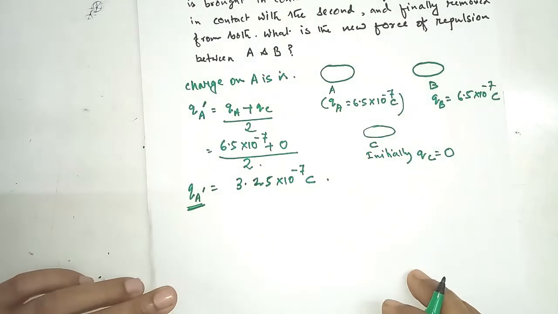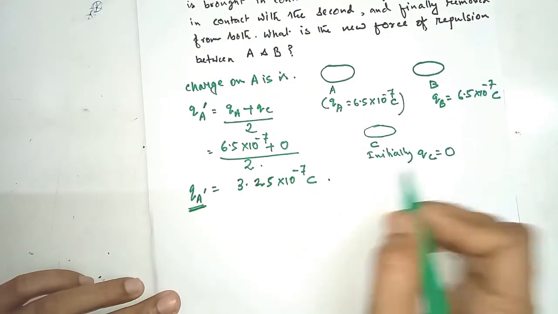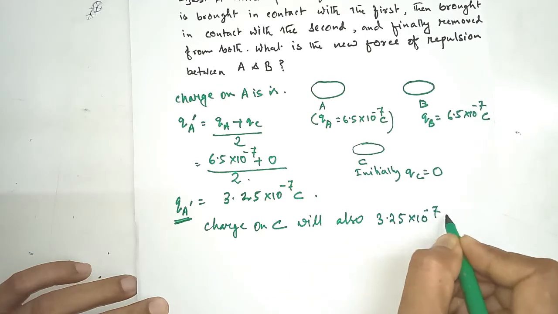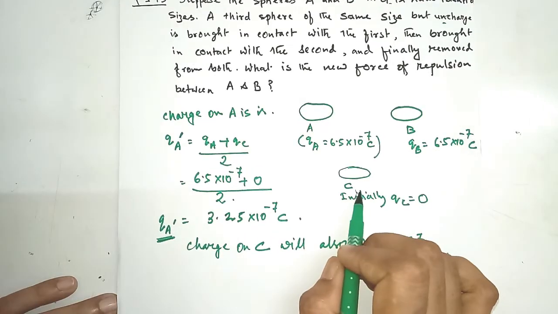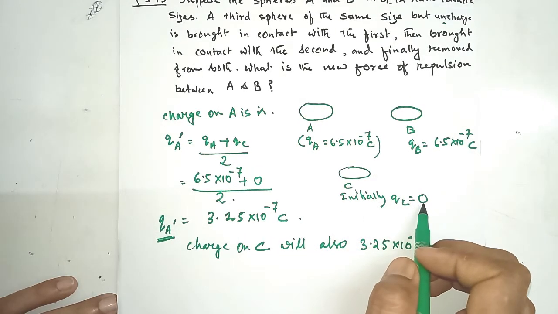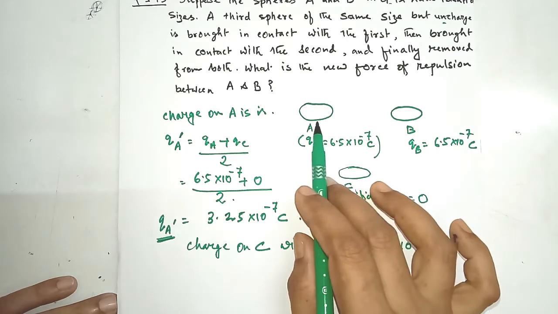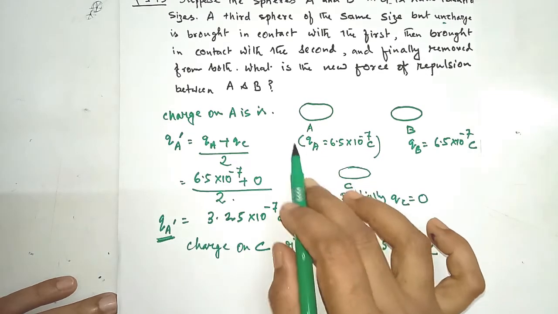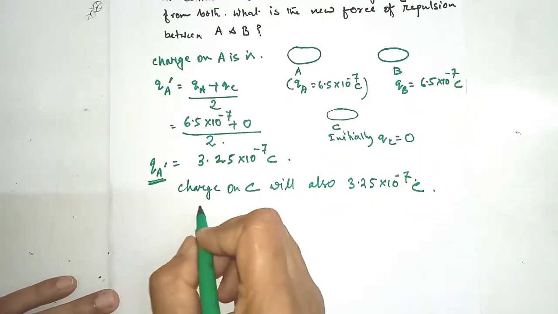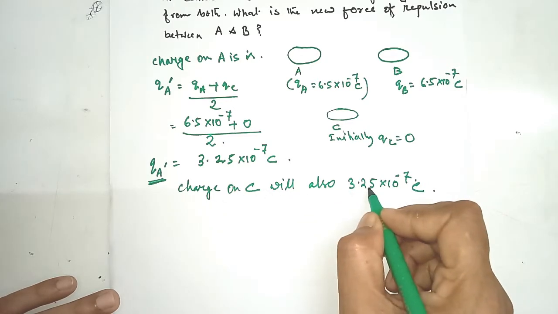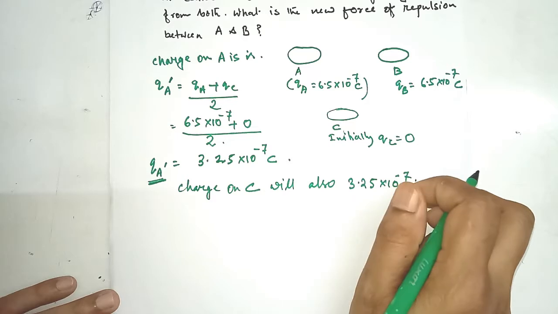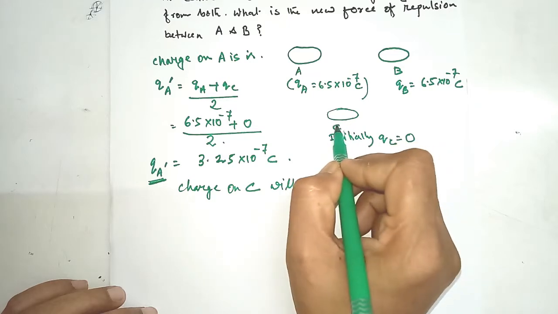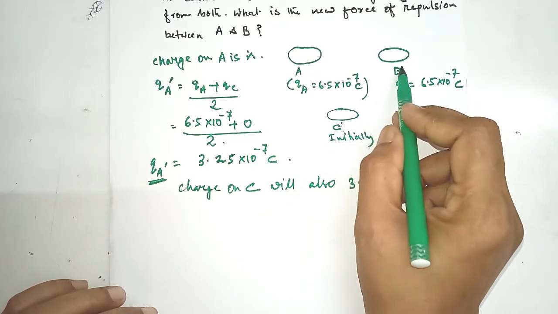Okay, now the charge on C will also be 3.25 into 10 to the power minus 7 coulomb, because initially the sphere has no charge, that is it is uncharged. When it contacts the sphere A, then the charge is distributed to both the spheres. So the new value of QC will be 3.25 into 10 to the power minus 7 C. Now the sphere C is contacted with the sphere B.